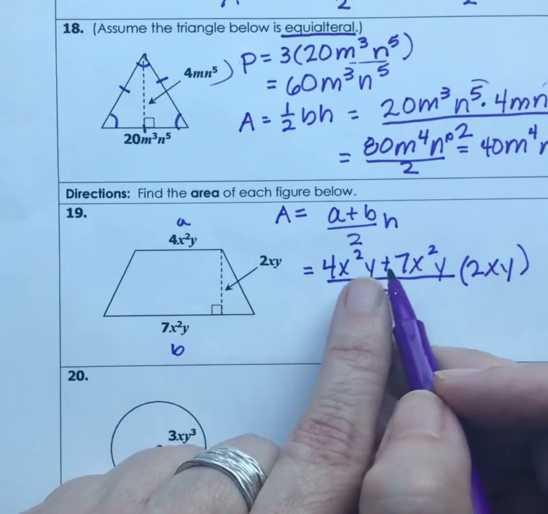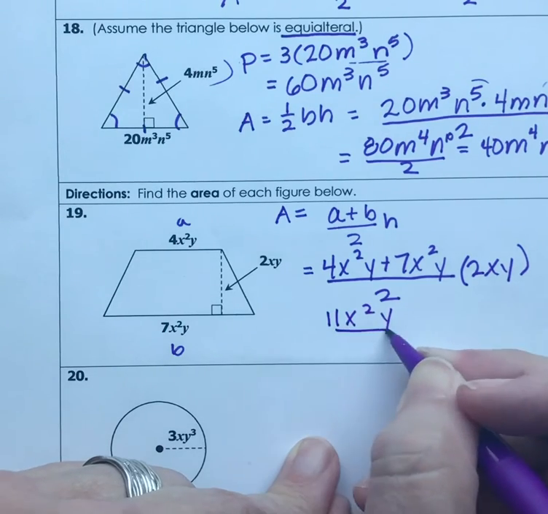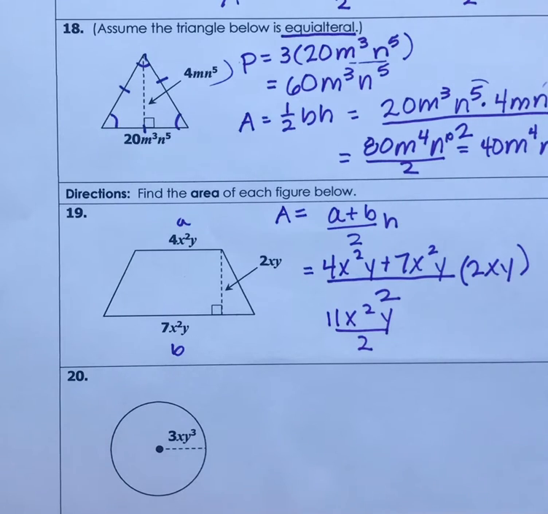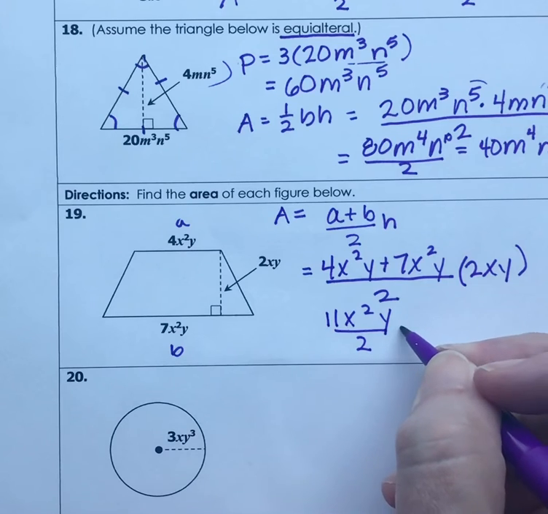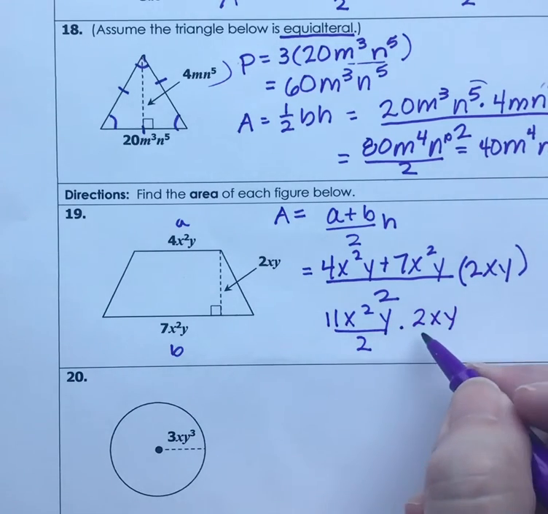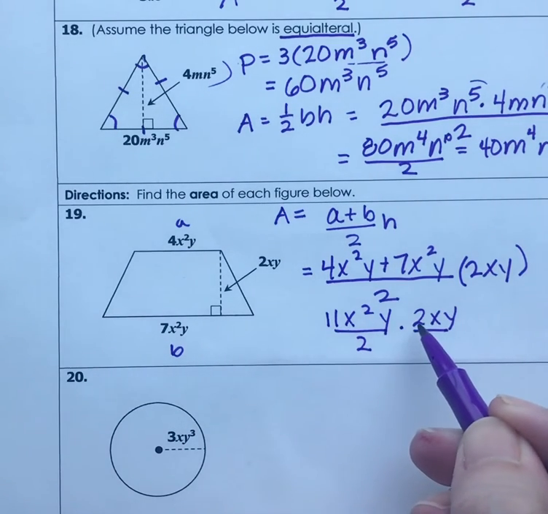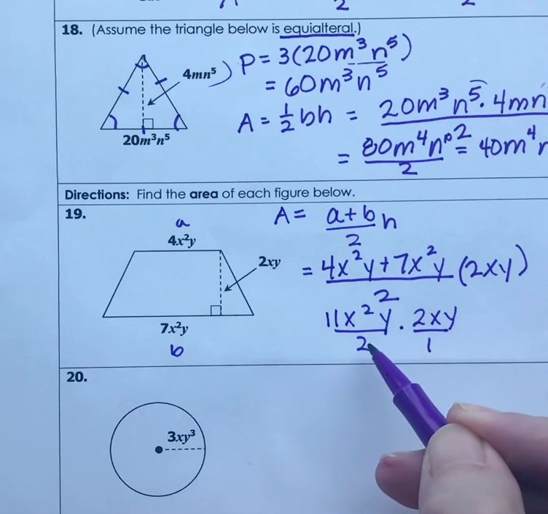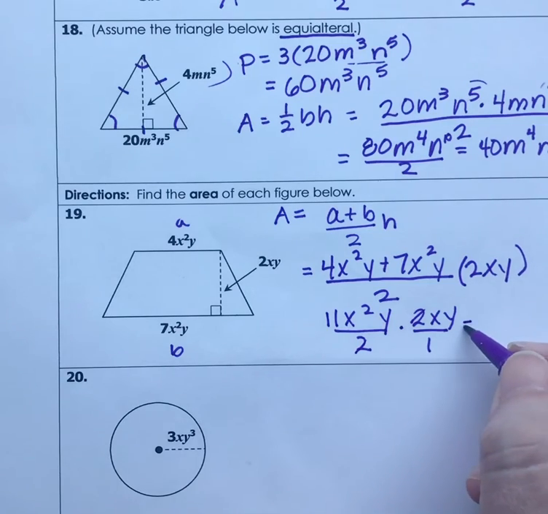7 plus 4 is 11x squared y. I'm not going to divide that by 2 yet, because 11 divided by 2 is 5.5. I'm not really interested in decimals, because I've still got this over here, times 2xy. And I can do that to it. So now I've got 11 times 2, which is 22. And 22 divided by 2 is 11. These guys cancel each other out. So now I've got that 11 up there.